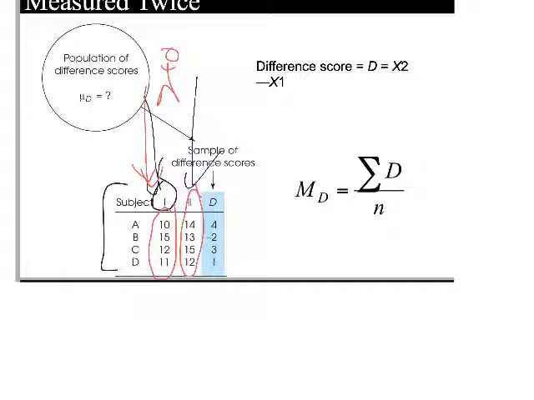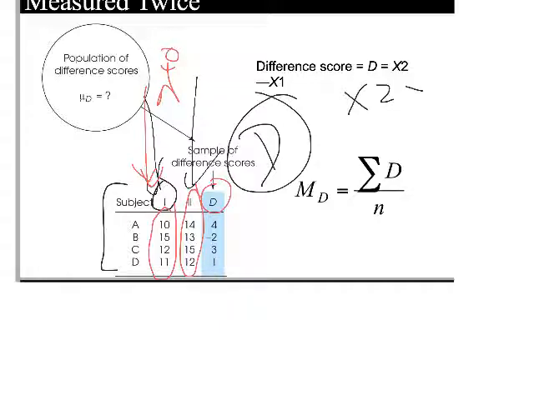And we derive a different score, and this is D, the D that I just referred to before. And D refers to the difference between time point 1 and time point 2. In this case, it would be time point 2 minus time point 1. X2, sorry.